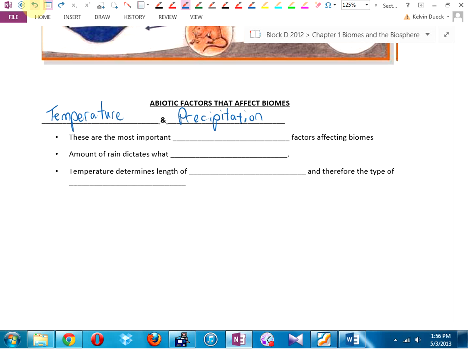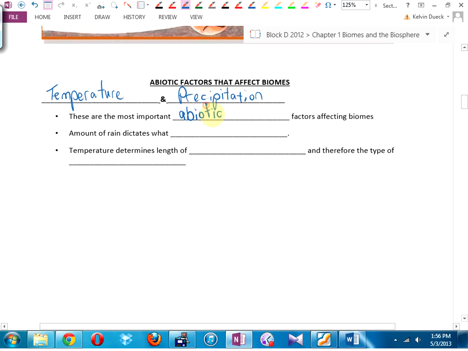So these are the most important abiotic factors that affect biomes. Why? Well, first of all, the amount of rain you get dictates what plants can grow.